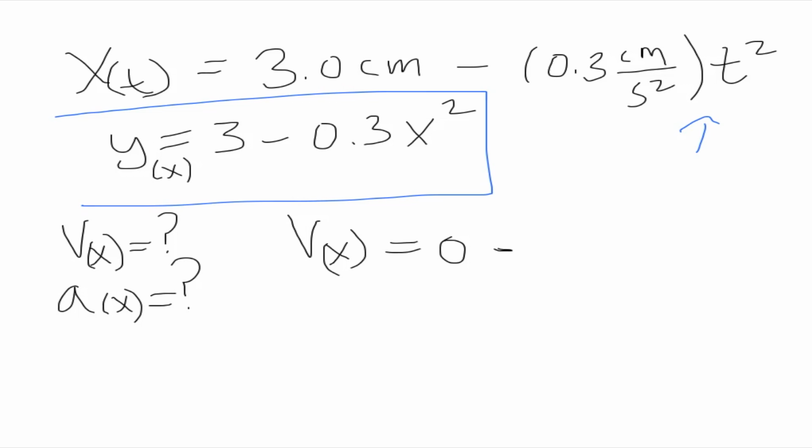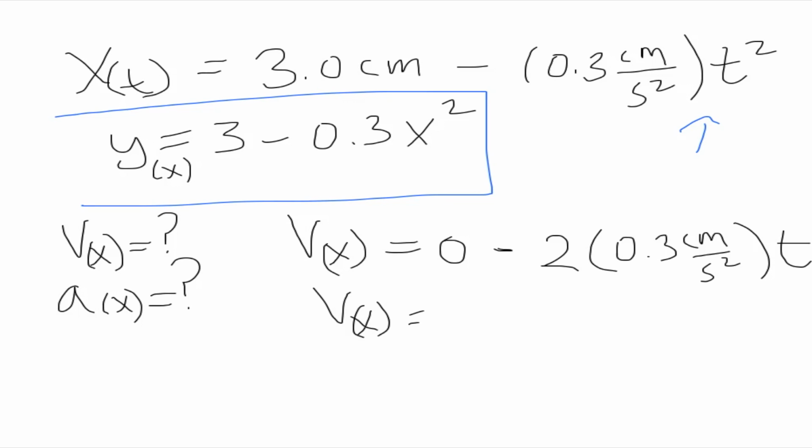You have to use the power rule because t is squared, that is our variable. So it will be 2 times 0.3 centimeters per second squared times time. And that ends up being velocity is equal to negative 0.6 centimeters per second squared times time. That is our first part.